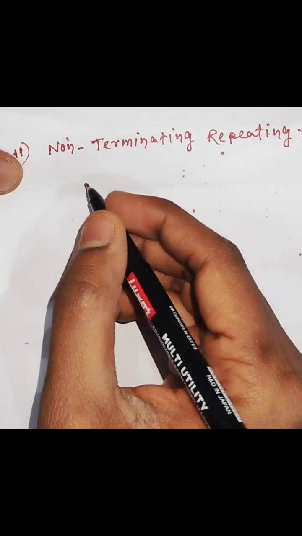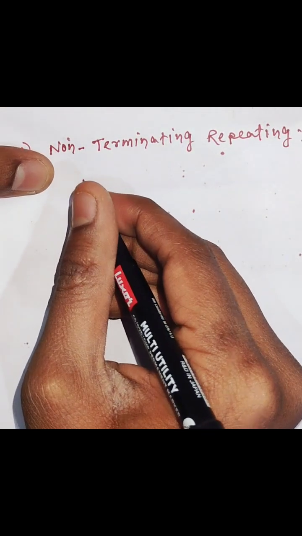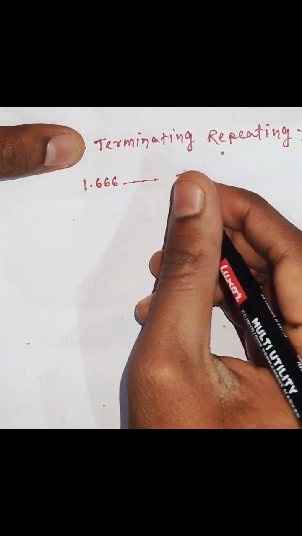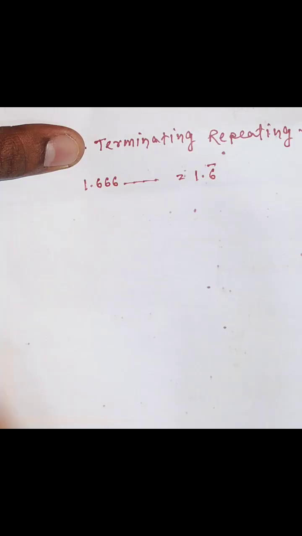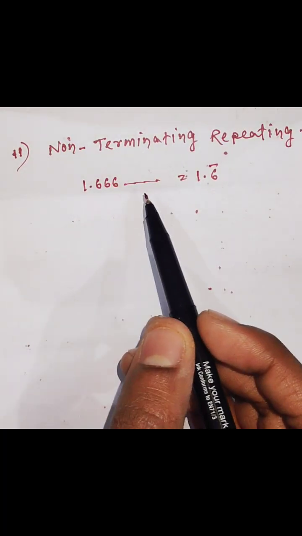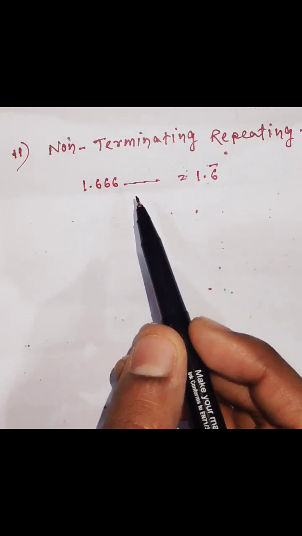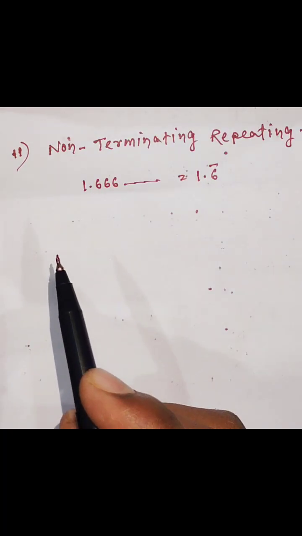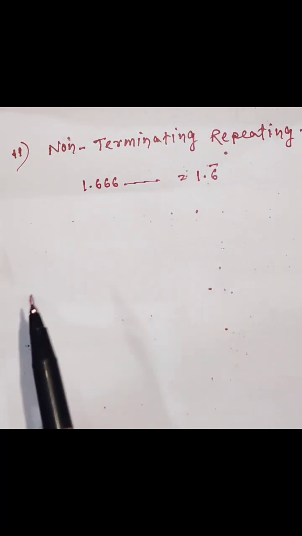The second part of decimal expansion is non-terminating repeating. It means if I write a number like 1.66, we can write it as 1.6 bar. It means the decimal expansion is non-terminating. It will never end and it will repeat a fixed number of digits. So in this number 6 is repeating, a unique number is repeating. Now the question is, is it rational or irrational?